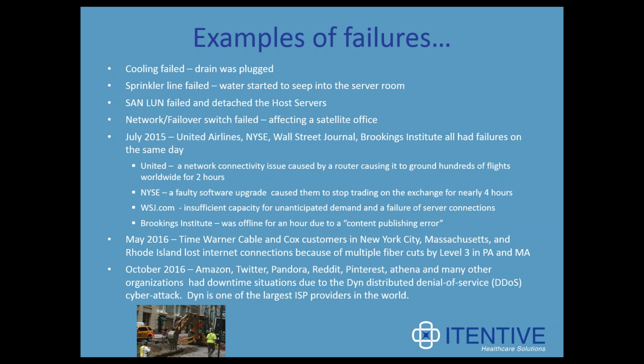There was some construction going on with some fiber lines out in Pennsylvania and Massachusetts by Level 3, which is a fiber company, and they cut some lines, and Time Warner and Cox customers had lost access to their internet as well. So because of human error, because of construction, because of hardware errors, we can lose access at any time, and even large organizations such as United Airlines and New York Stock Exchange can lose access as well.